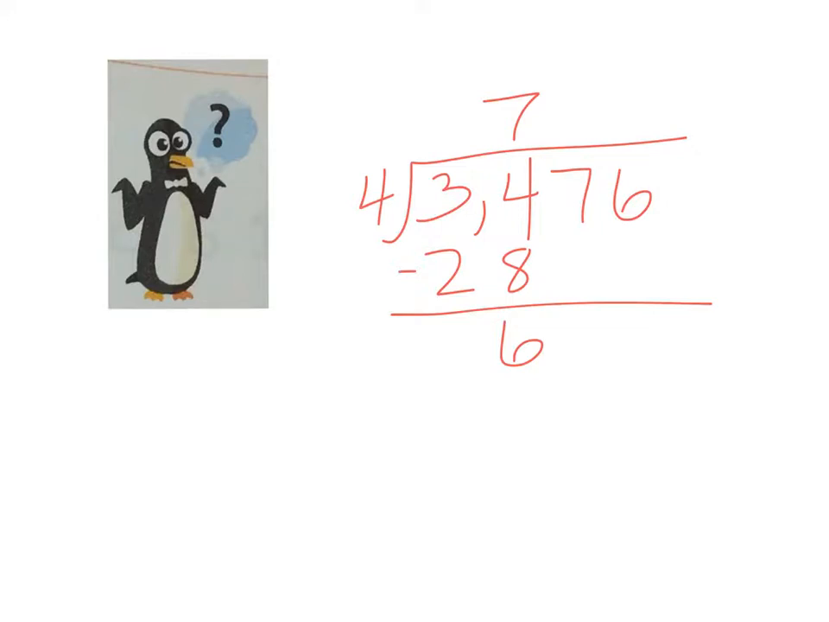We know that this is not correct because 6 is bigger than our divisor. When you subtract and you get an answer that is larger than your divisor, like our puzzled penguin did here, you know that you did something wrong because you're able to fit another 4 into 34. So let's see how we can fix this problem.